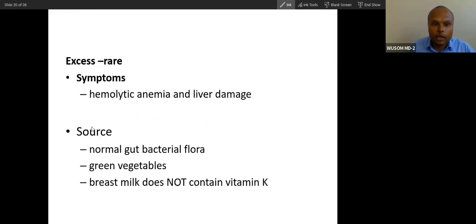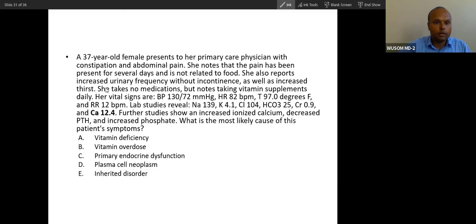Rarely, excess can cause hemolytic anemia. This is not that important. Deficiency is important, but excess of vitamin K is not important. Excess of vitamin A and vitamin D is important.